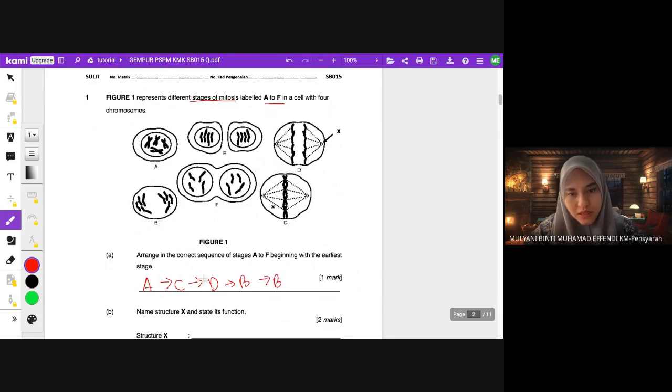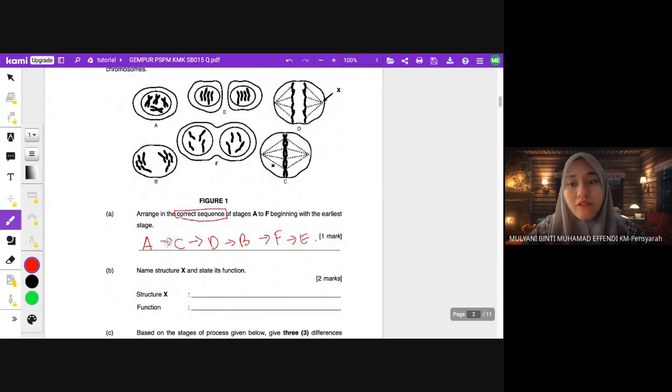Jawapan next adalah F dan lastly adalah E. So di mana E ni dia separates into 2 cells lah. So kalau dia tanya correct sequence, so supposedly you kena jawab ada arrow lah. So jangan buat macam comma A, comma C, comma D. Okay, so sequence tu maksudnya satu flow. Okay, so you try to remember to answer in presence of arrows.